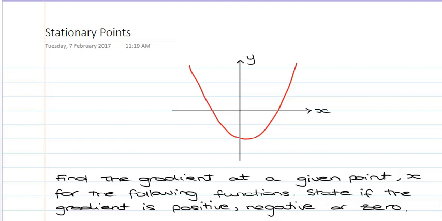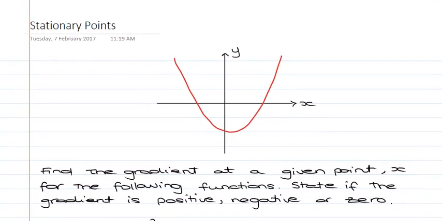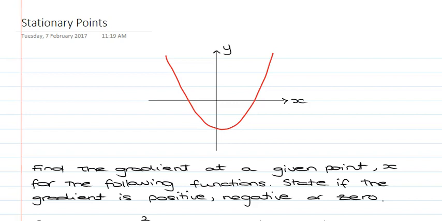In this video we are going to look at stationary points and we're going to talk about how we classify stationary points. I just want to remind you about a normal graph. So this is particularly a quadratic graph. Let's look at the gradient around the minimum point here. If we're looking at the gradient from the left of this minimum point, we can see that the gradient is negative. As we move from left to right, we then get to the minimum point.